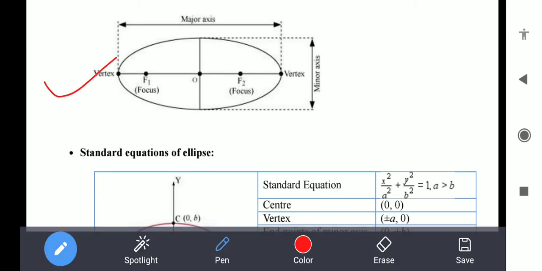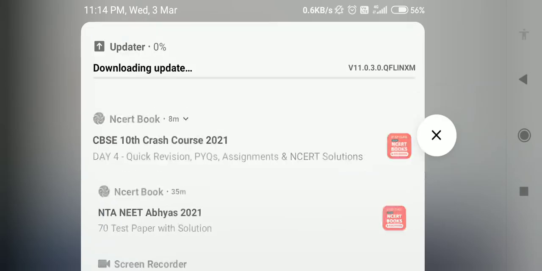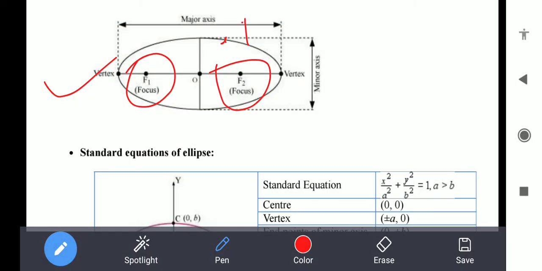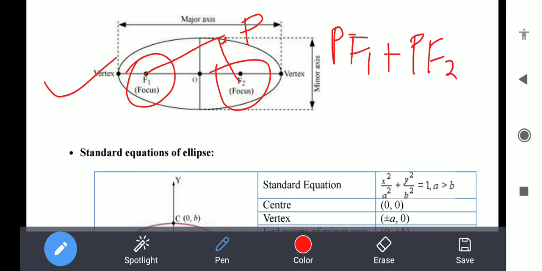Here the two fixed points are foci. You can consider a point P whose sum of distances to the two fixed points, that is PF1 plus PF2, is always greater than the distance between the two fixed points. It is our first point.